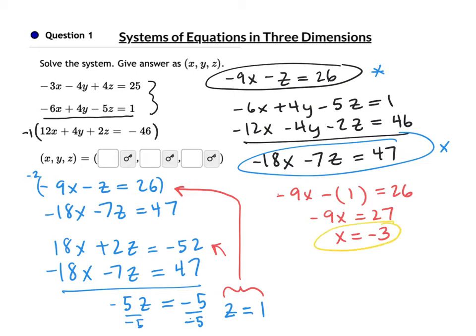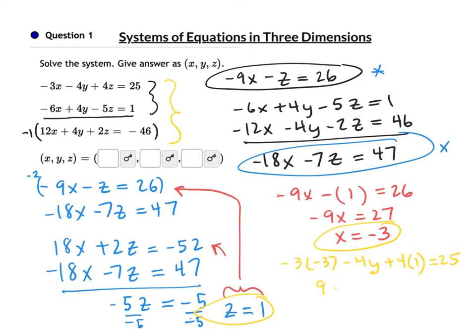Take x and z and plug it in one of the original equations. I'll use the top one. Negative 3 times x minus 4 times y. I don't know what y is. That's what I'm trying to find. Plus 4z, 4 times 1, equals 25.